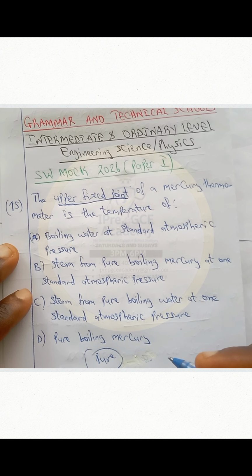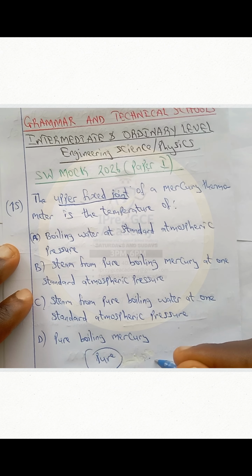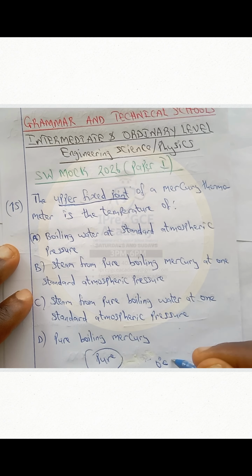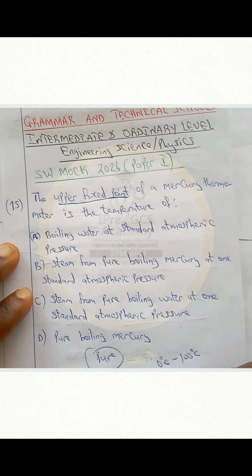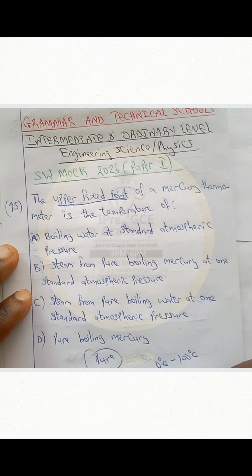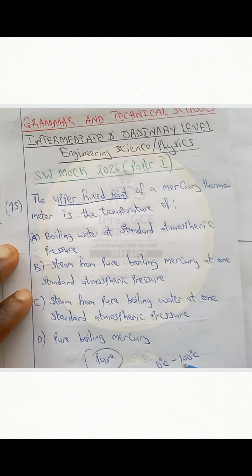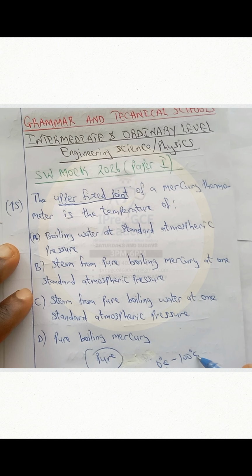So before using a thermometer, we set the thermometer at specific temperatures, which means that we calibrate it. And they use 2 points. They use 0 degrees Celsius and 100 degrees Celsius. This is the lower fixed point, also called the ice point, and 100 degrees Celsius is the upper fixed point, or called the steam point.